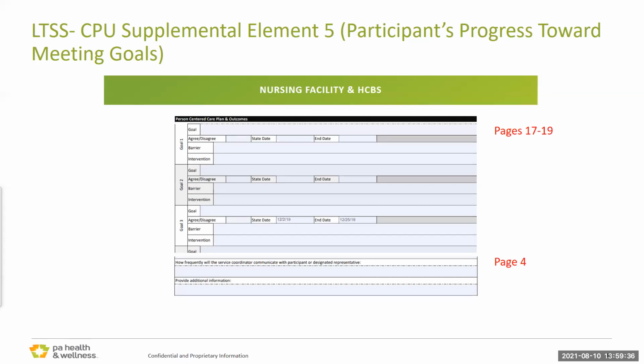Also on page 4 of the PCSP, it talks about how frequently the service coordinator will communicate with the participant and how often they'll be reassessing those needs.